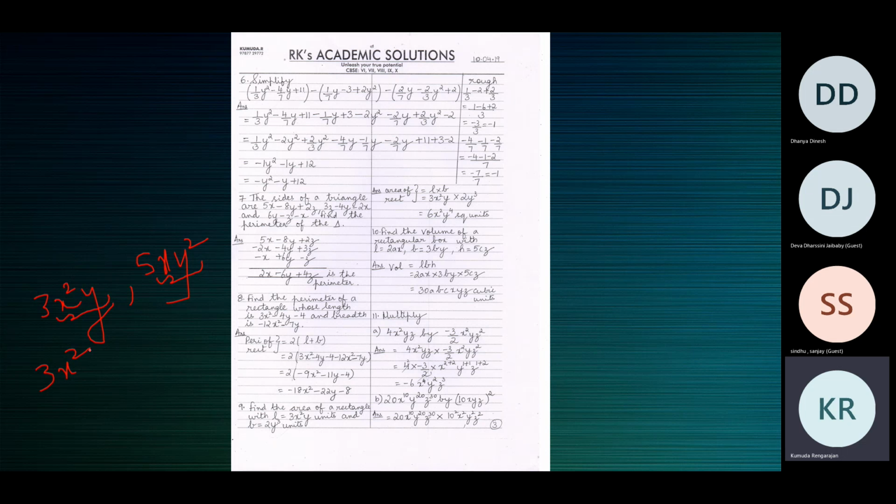So when you have to add 3x square y and 5xy square, the answer is 3x square y plus 5xy square. Just put a plus sign. You can only connect them by a plus sign. You cannot simplify them further.